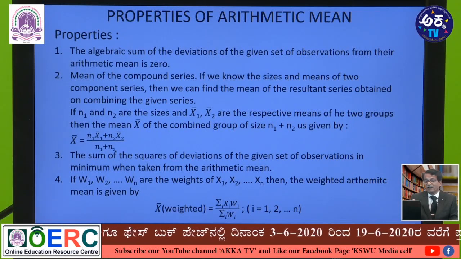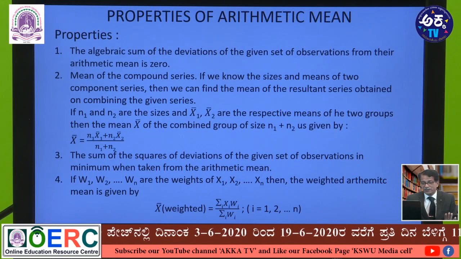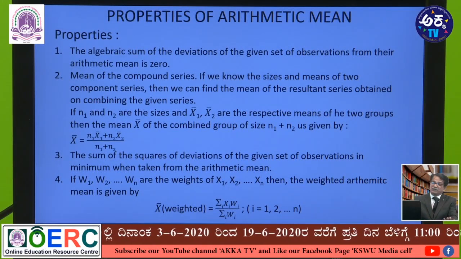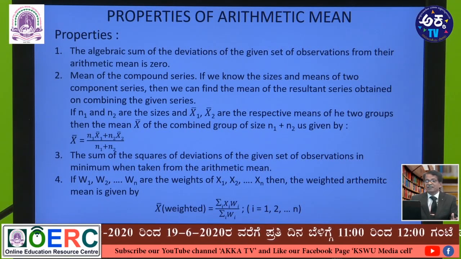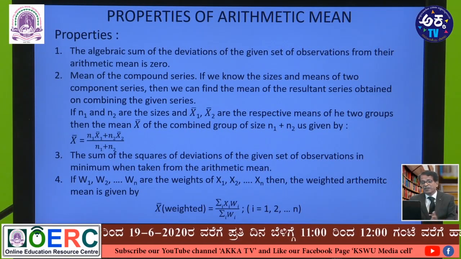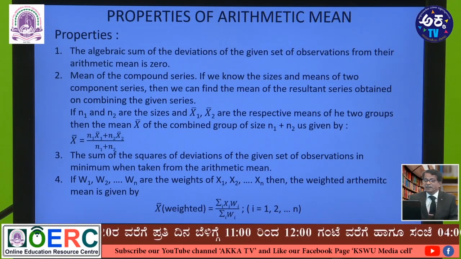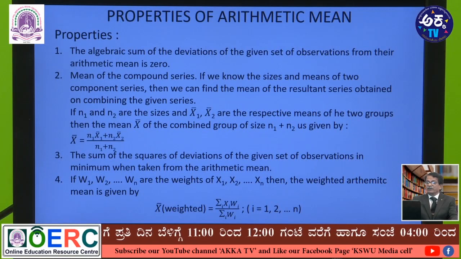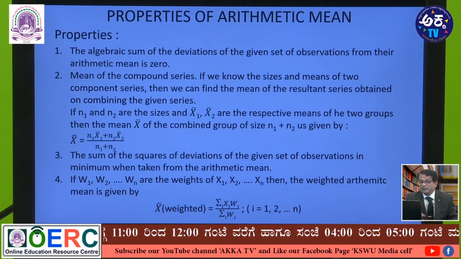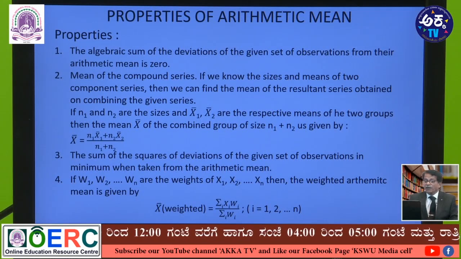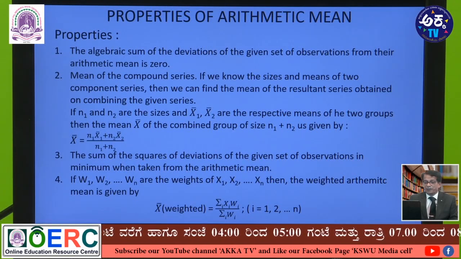this becomes a part of the numerator, divided by n1 plus n2. This formula will give us a common mean in case of two groups, and the same thing can be extended in case of 3 groups, 4 groups, and like that. Then the third important property is that the sum of the squares of deviations of the given set of observations is minimum. There is a typing mistake; it should be minimum when taken from their arithmetic mean. This is simply an extension of the second property.